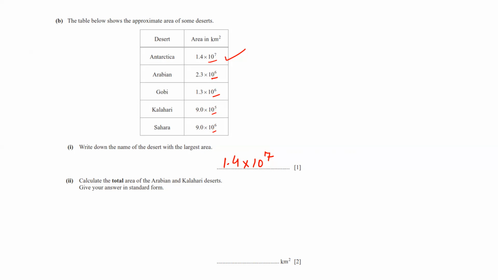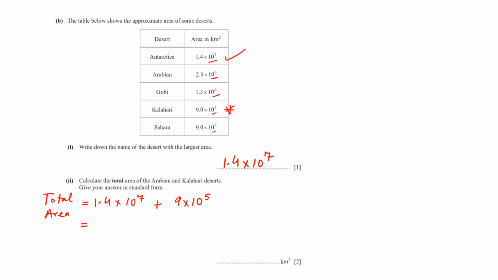Then part 2, it says calculate the total area of Arabian and Kalahari. So the largest and the smallest. So the largest area is 1.4 into 10 to power 7 plus 9 multiplied by 10 to power 5. So this is the total area that you will be calculating.